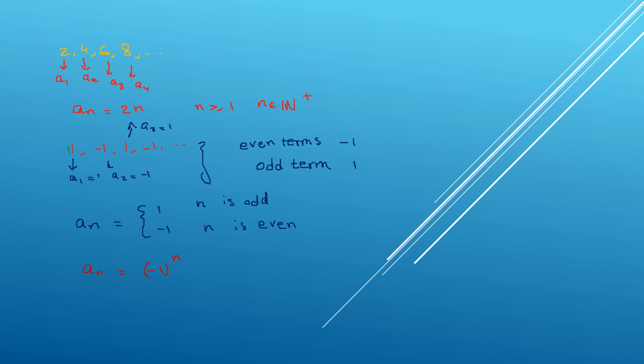So there is n plus 1, which makes it so that when we put n equals 1, then 1 plus 1 is 2, then minus 1 raised to the power 2 is 1. And when we plug in any of the odd numbers, that will make it positive 1. And when we plug in n to be even, then that will make it negative. So the general formula for the above sequence is this one, right?